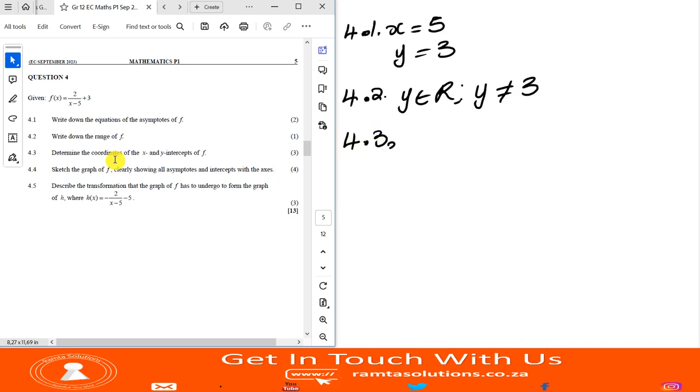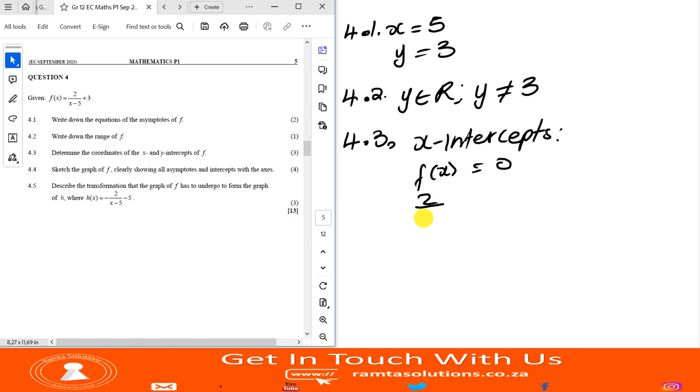4.3. Determine the coordinates of the x and y intercepts. I'm going to begin with the x-intercept. I'm going to say intercepts because I don't know if it's going to be more than one, but it's not going to be more than one, so it's fine. This will mean f of x is equal to 0.